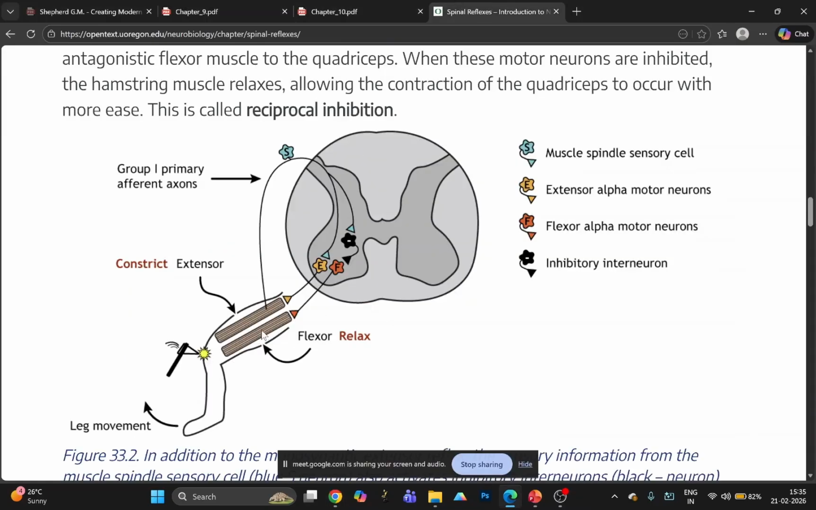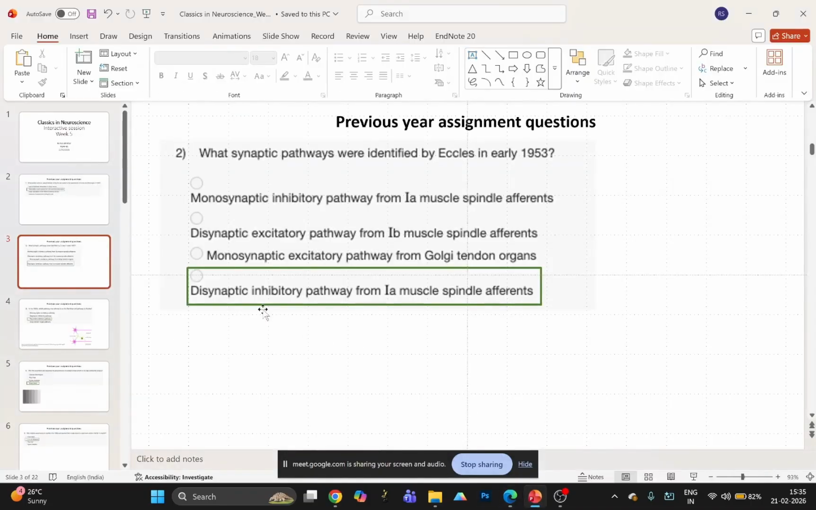This one. So this antagonist muscle is supposed to relax. So this pathway is supposed to be inhibitory. These interneurons will inhibit the alpha motor neurons of the flexor. So I hope the answer is clear to you.